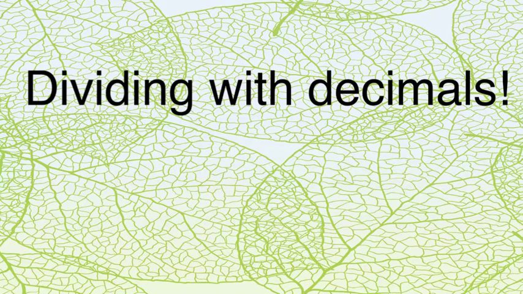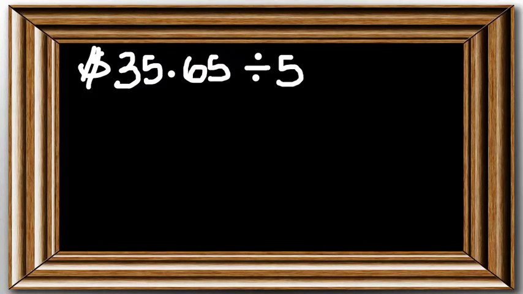We're going to take a look at how we divide when there are decimals in our dividend or our divisor. So basically that means how do we divide when we're dividing with a decimal or dividing into a decimal. When we're dividing with money, I almost ignore the fact that it's money at first and just think of it as a division problem. So how many times does 5 go into 35 dollars and 65 cents?